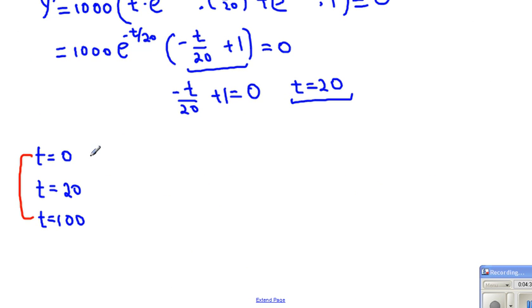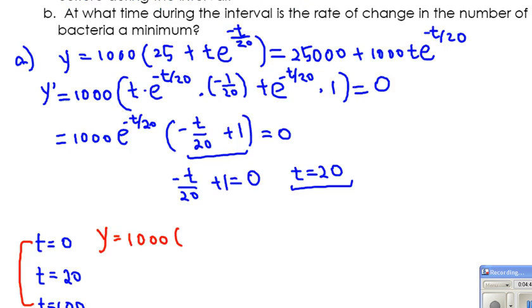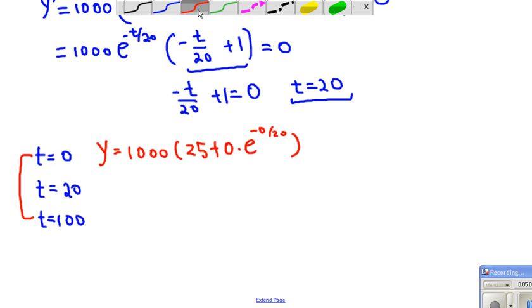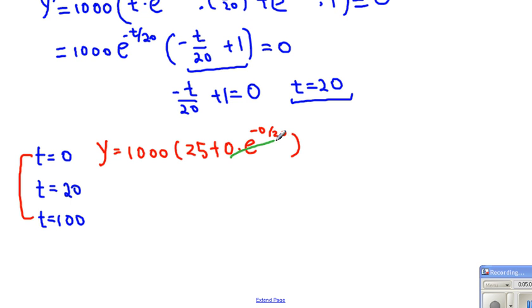So first, when t equals 0, the number y becomes 1000 times, I believe it was 25 plus 0 times e to the negative 0 over 20. Here we realize that this portion becomes 0. Therefore, we are left with 25,000.